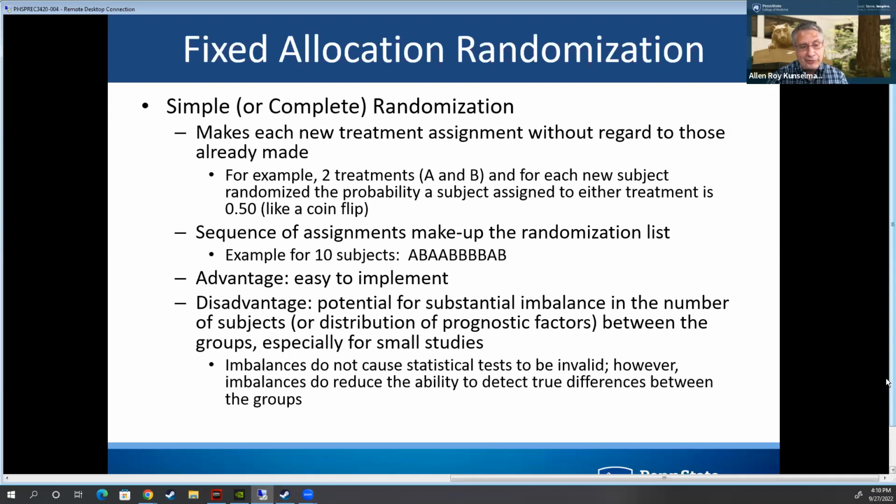Now, the more subjects you recruit, the more that imbalance will minimize and go away. But these imbalances don't cause the statistical test to be invalid; they do reduce the ability to detect true differences between the groups. So you reduce the power in your study.